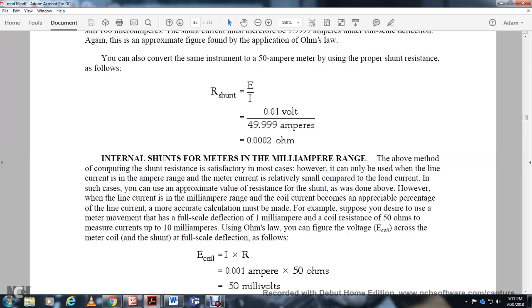For example, suppose you desire to use a meter movement with a full scale deflection of 1 milliampere and a coil resistance of 50 ohms to measure a current of 10 milliamperes. You can figure the voltage across the meter coil with the shunt at full scale deflection. The coil voltage is equal to the amps times the ohms, so 1/1000 of an amp times 50 ohms gives you 50 millivolts.